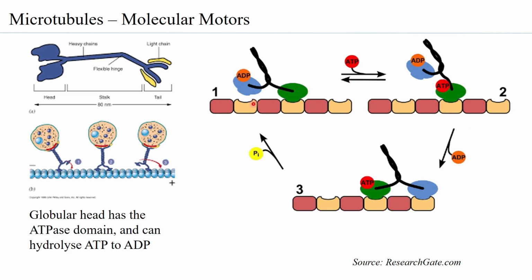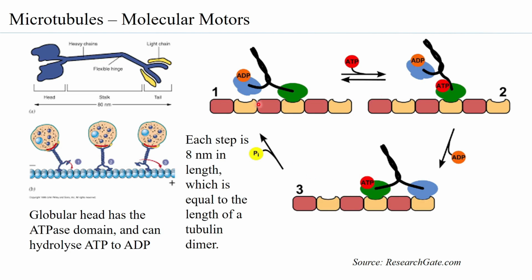So this is the power stroke and this is the recovery stroke, and each step is 8 nanometers, and interestingly, alpha beta tubulin is 8 nanometers long. So with every step, an 8 nanometer region is being covered, and for every 8 nanometer step, you have one molecule of ATP being used. So it is expensive, but it is needed, and it is regulated thereby.